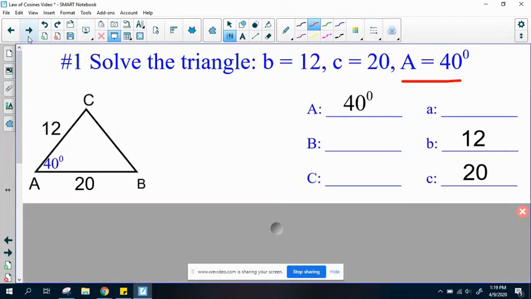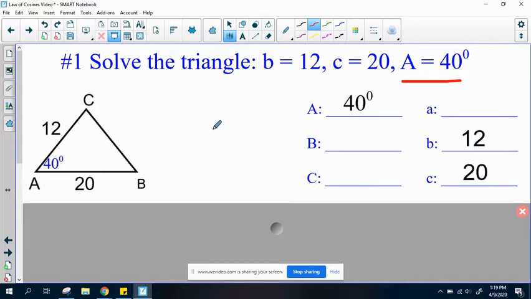Okay, so let's get started. I'm going to do 3 examples with you. You're going to be given 3 pieces of information and asked to solve the triangle, which basically means you need to find the other 3 pieces that are missing. In this case, I give you 2 sides and I give you an angle. You can see I kind of filled out what we have.